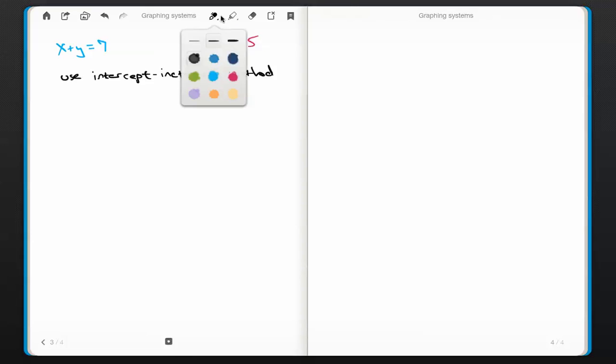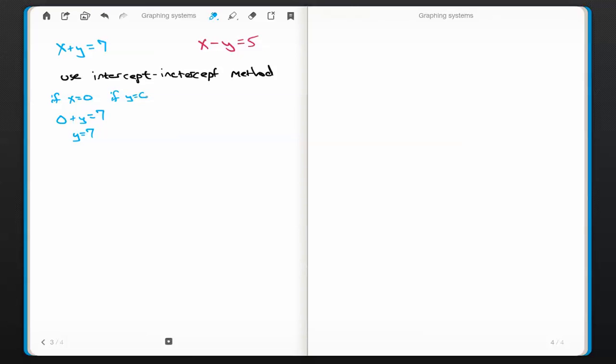So in blue, we're going to say that if x equals 0, then we say 0 plus y equals 7. So that means y equals 7. And then if we say if y equals 0, and these are two different things here, we say x plus 0 equals 7. And so that means x equals 7. So that one turned out to be pretty easy to do.